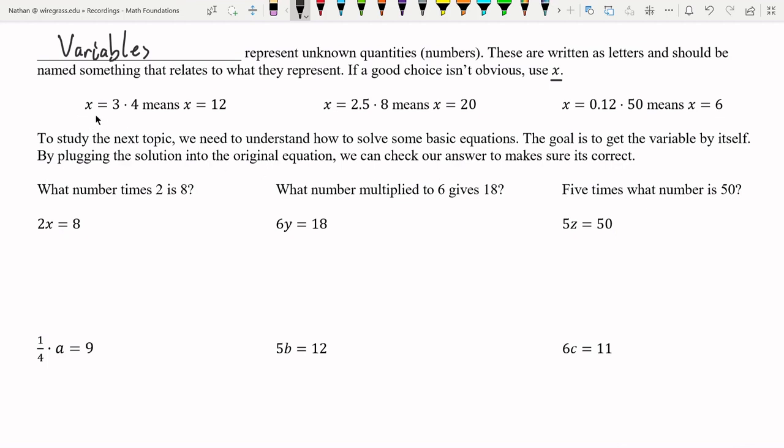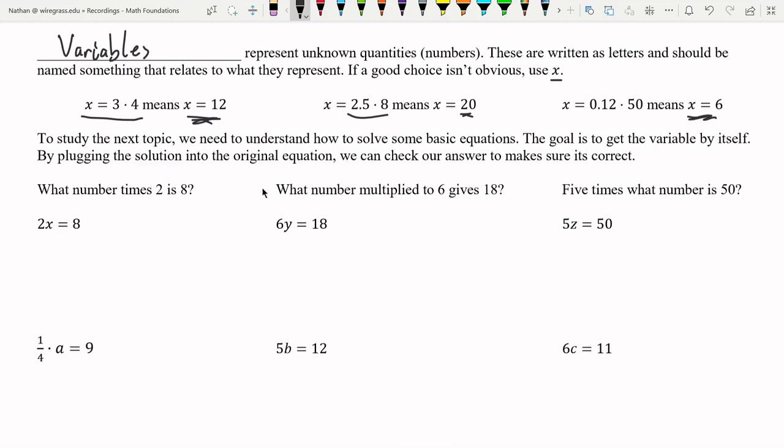Now, if I had some equation like this, x equals 3 times 4, well, then 3 times 4 is 12. That means x is just 12. In this case, the unknown variable is actually the known quantity 12. If x equals 2.5 times 8, 2.5 times 8 is 20. So the unknown is now 20 in this case. 0.25 times 50 is 6. So in this case, x would be equal to 6.